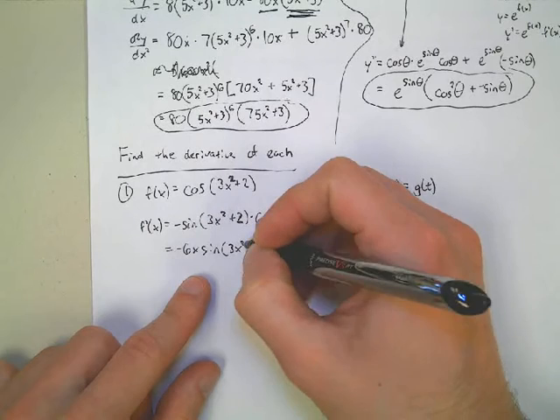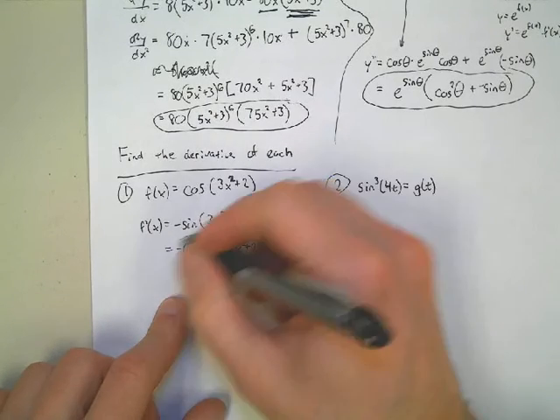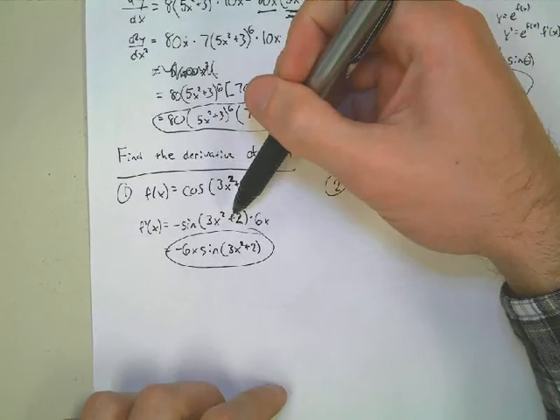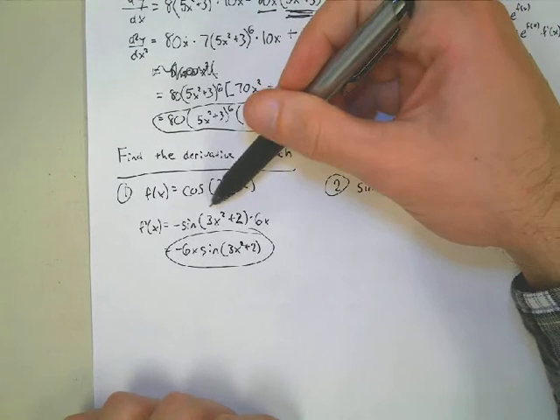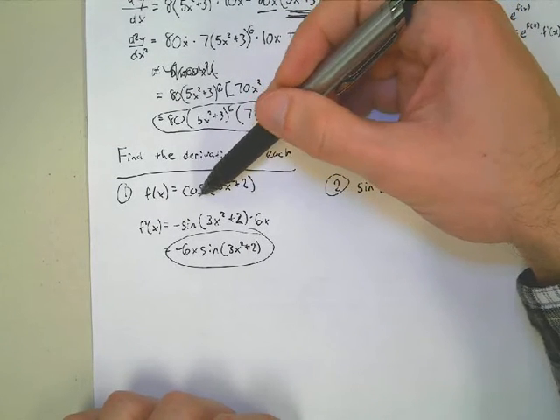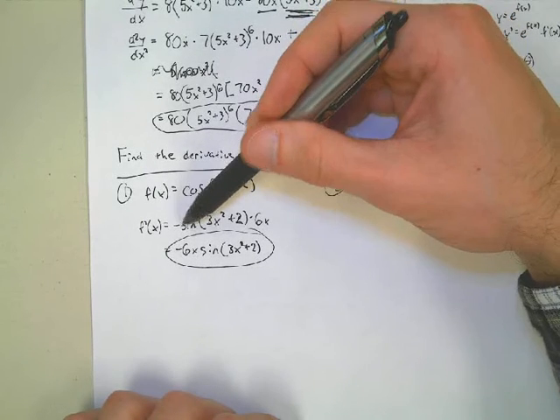Maya, where did 6x come from? The derivative of what was inside. So again, you take the derivative of the outer layer, cosine's derivative is negative sine, leave what's inside, times the derivative of what's inside, 6x. So there it is. Okay?